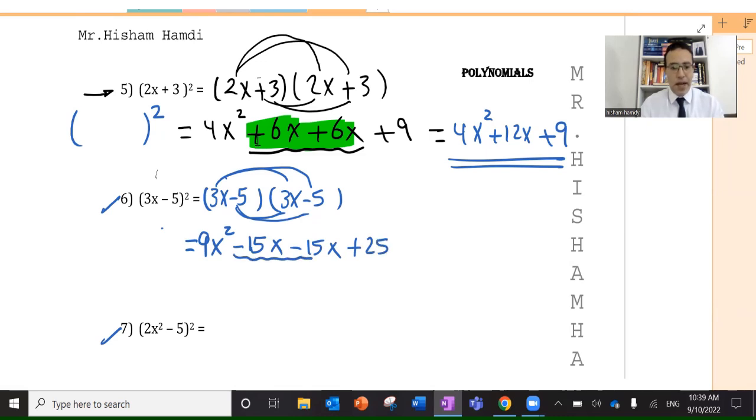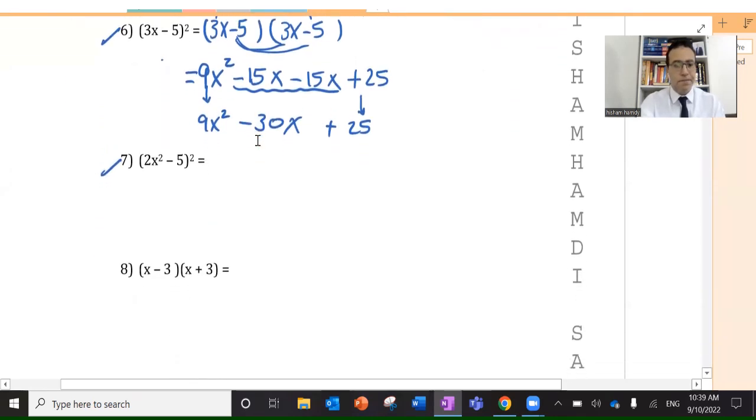Then here are the like terms, which means I'm going to put down 9x squared. I'm going to put down the 25. And negative 15x plus negative 15x is double, which is negative 30x. Question number 7.